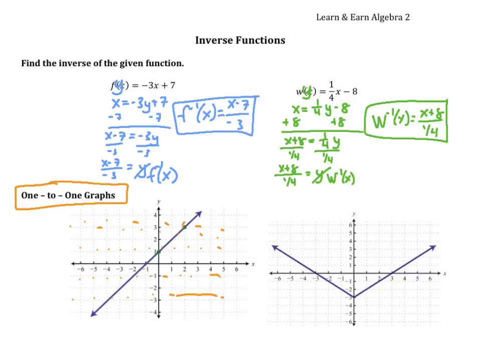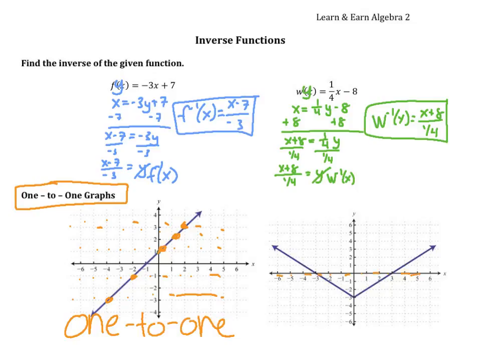So it touches one time here for this one, one time, one time, one time, and one time. So each line crosses the graph once. So you would say that this graph is one-to-one. Now do it for the next one.